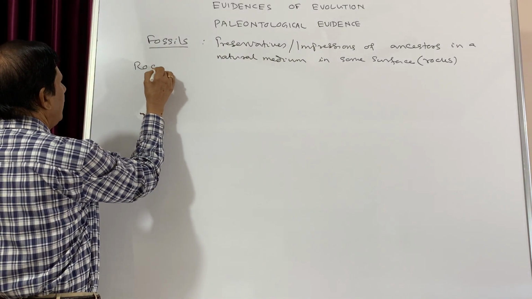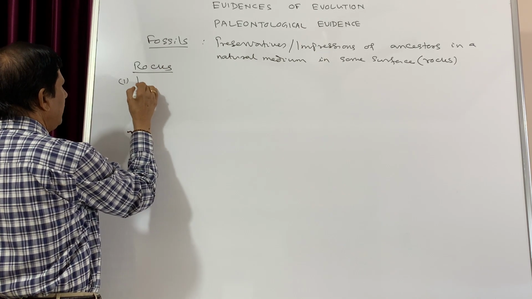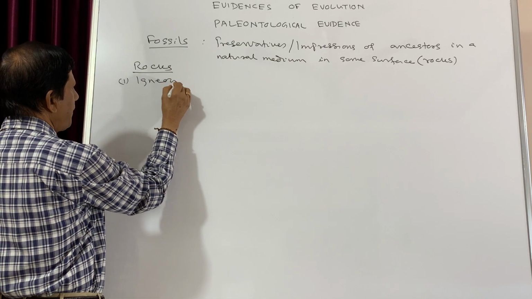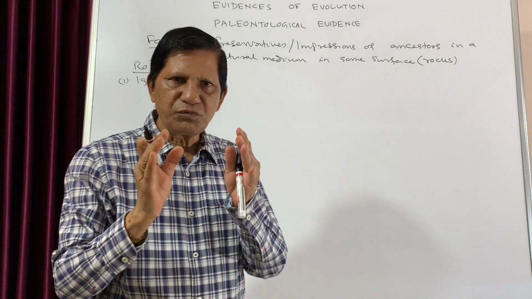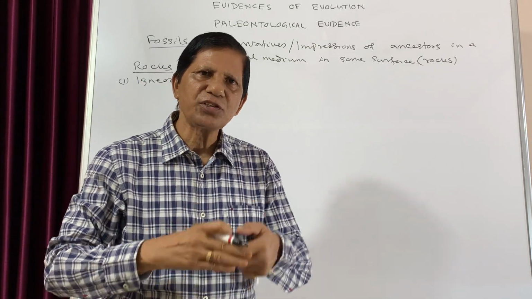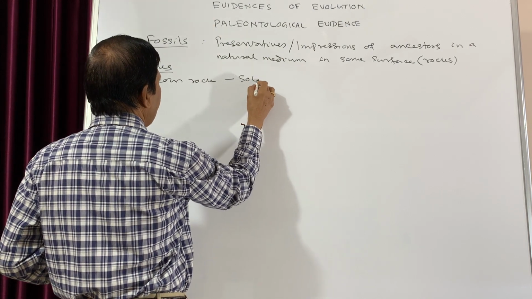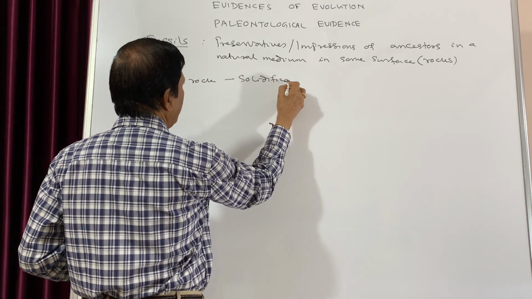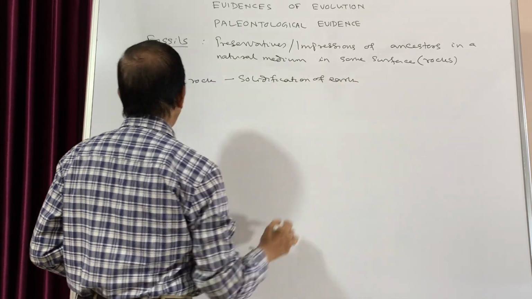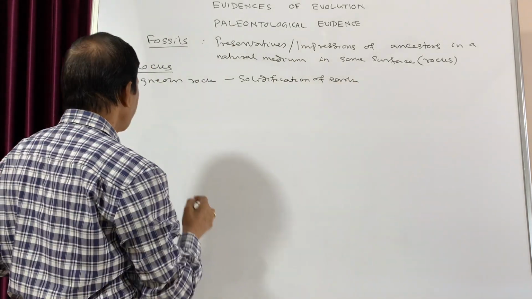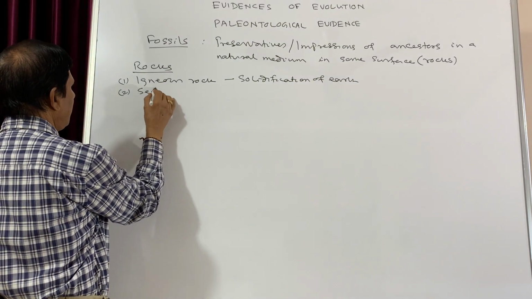So the one type of rock is the igneous rock. Now this rock is formed directly by the solidification of the earth. So directly by solidification of earth, this rock has been formed, igneous rock. Now the second one is sedimentary rock.